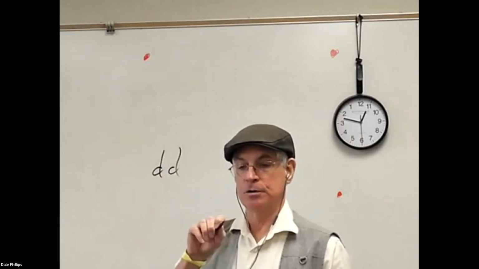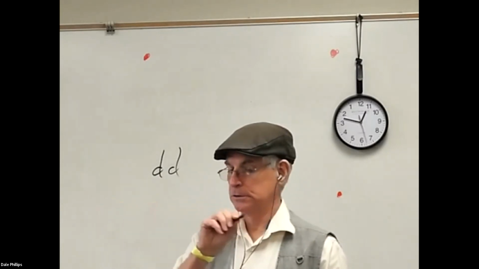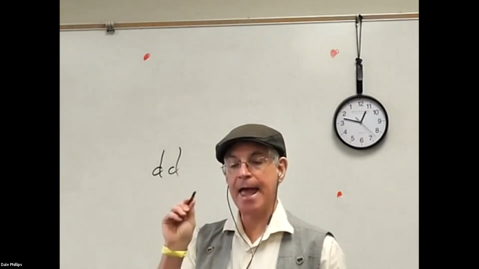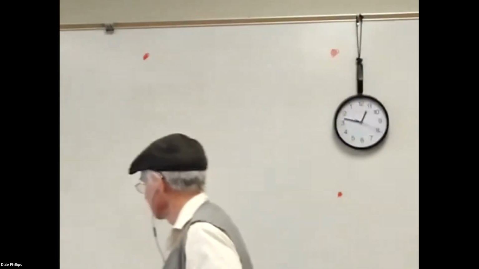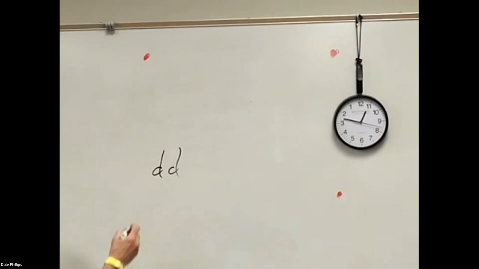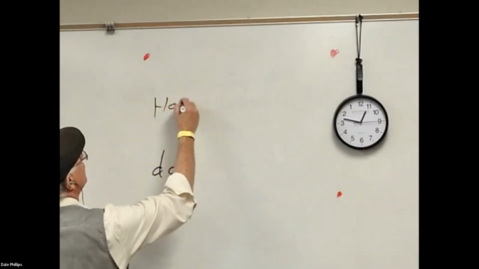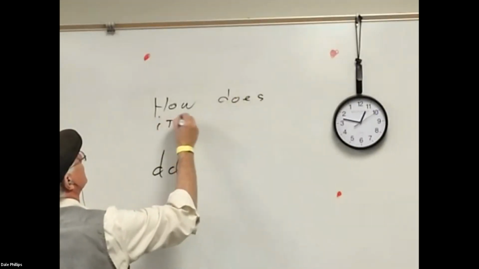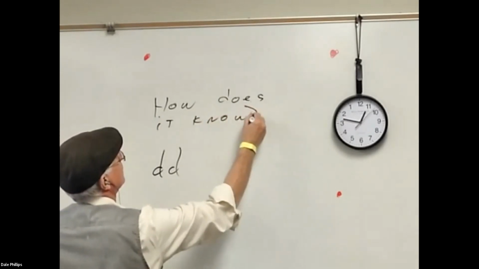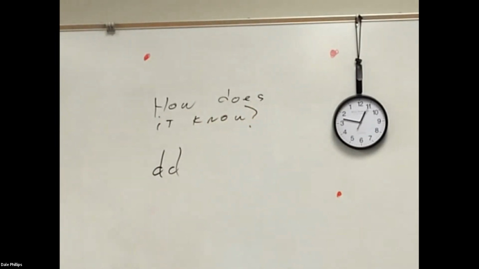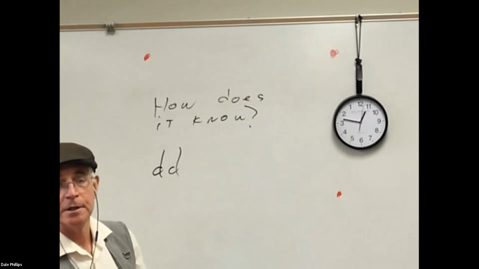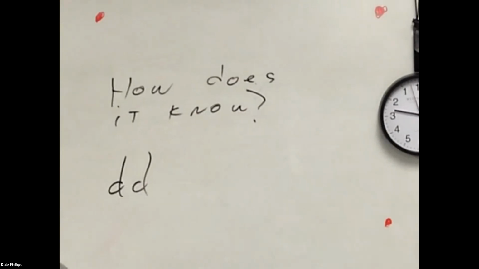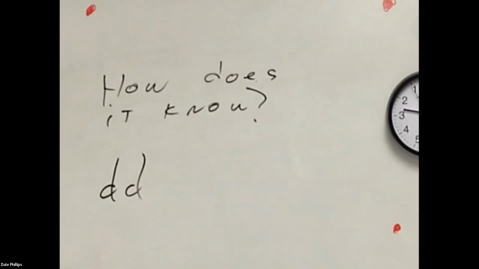Put a note somewhere in your notes. How does that happen? How does Linux know of new devices? How does it know? Okay. The reason I'm asking you to do this is, here, let me zoom in a little bit so you can see that. So we're talking about the DD command, and then how does Linux know that when you put in a drive?